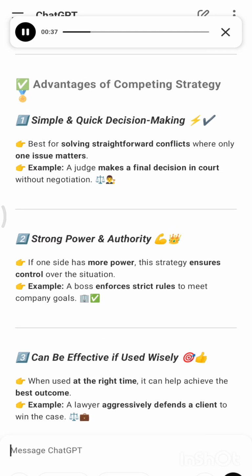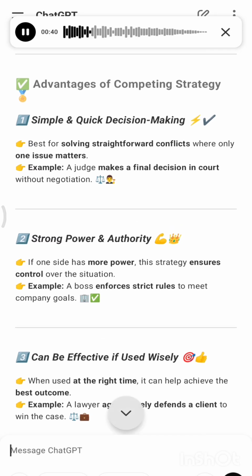Advantages of the competing strategy. 1. Simple and quick decision-making. Best for solving straightforward conflicts where only one issue matters. Example: a judge makes a final decision in court without negotiation. 2. Strong power and authority. If one side has more power, this strategy ensures control over the situation. Example: a boss enforces strict rules to meet company goals.